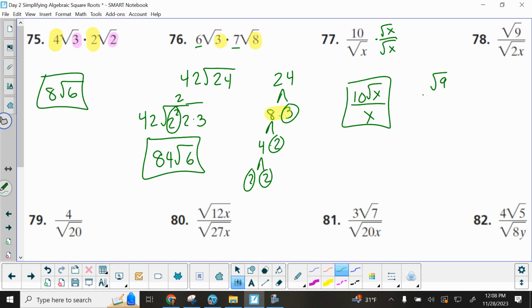78, I'm going to multiply by that fancy version of 1, radical 2x over radical 2x. That gives me, oh, wait, pause. Did anyone notice that radical 9 is just 3? If you didn't, you should simplify it at the end. But if we catch that first, it just saves us some time. So I have 3 radical 2x over radical 2x times radical 2x is 2x.